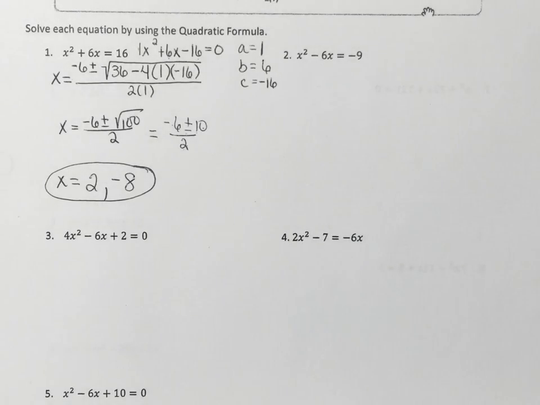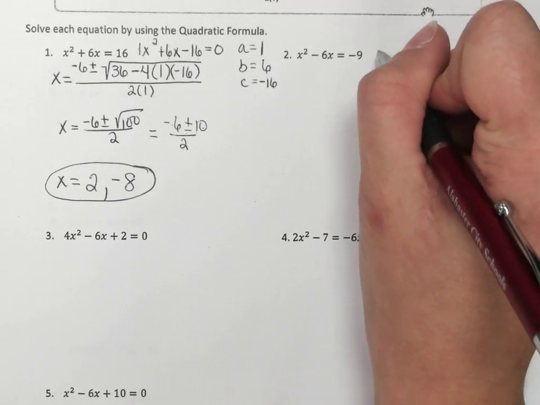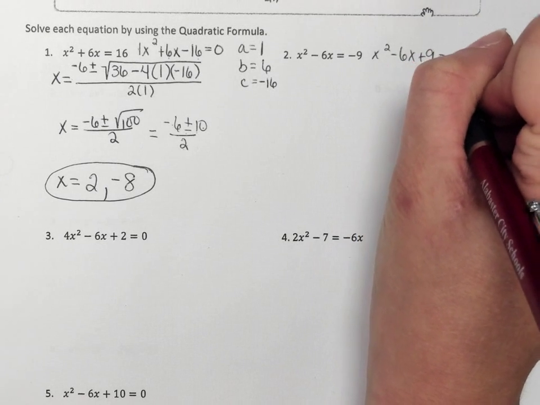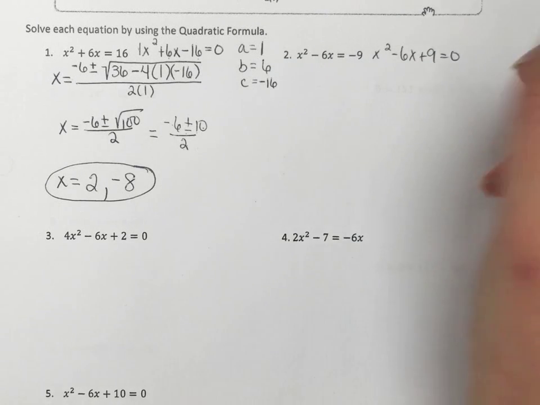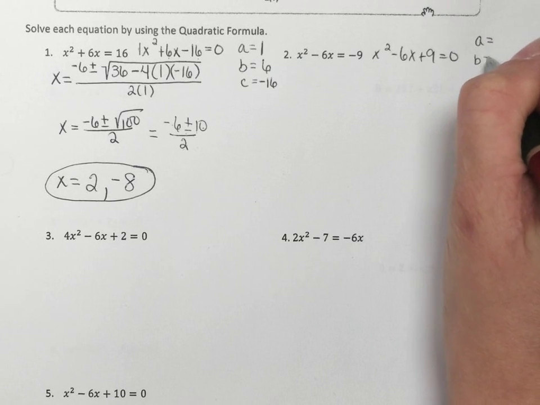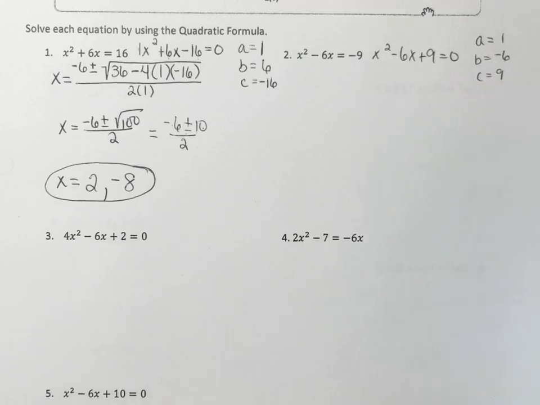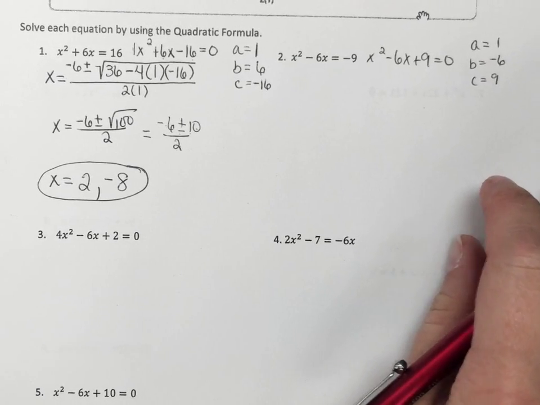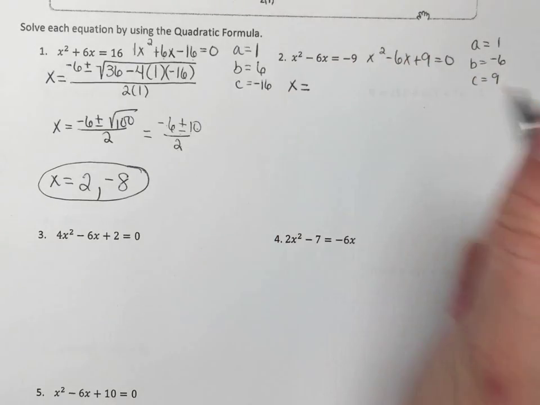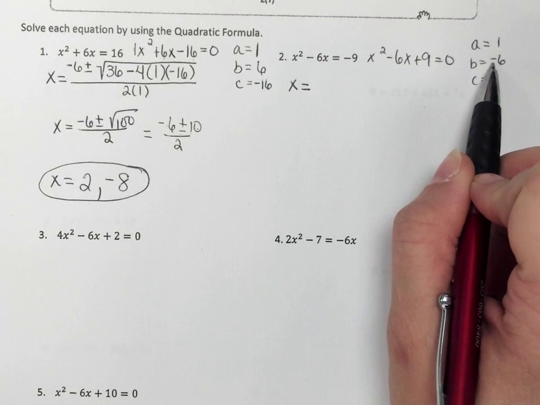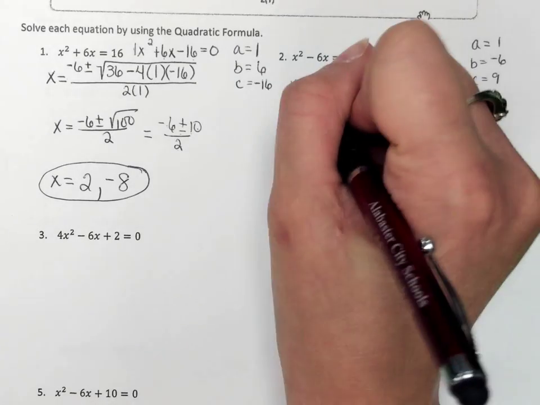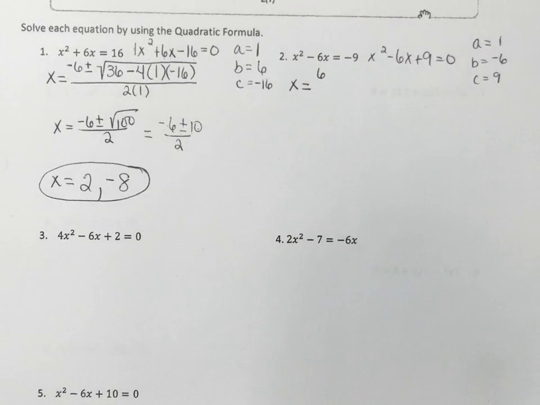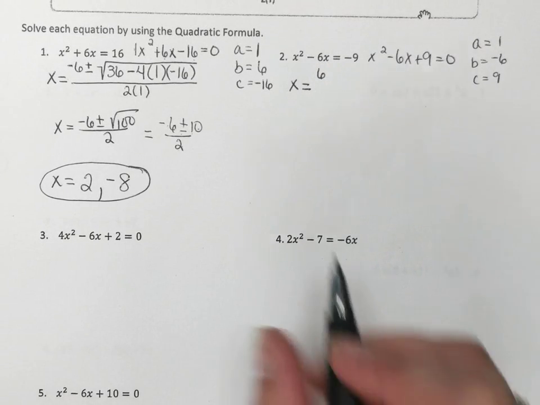Number 2, what's wrong with it? Not equal to 0. So we're going to have x squared minus 6x plus 9 equals 0. Can we do it kind of fast, and then y'all can do it on your own? Okay, here we go. So what's my A, my B, and my C? 1, negative 6, 9. Very good. Now you have to be careful on this one. If I take negative B, it's going to be negative of a negative 6, which makes it positive. So all that does is change the sign. Whatever your B is, just change your sign.